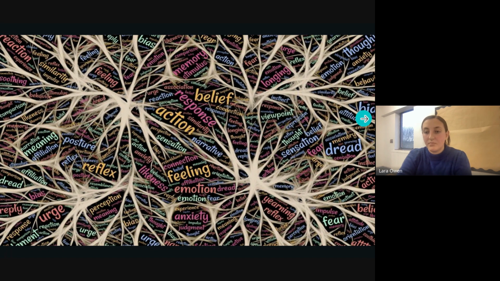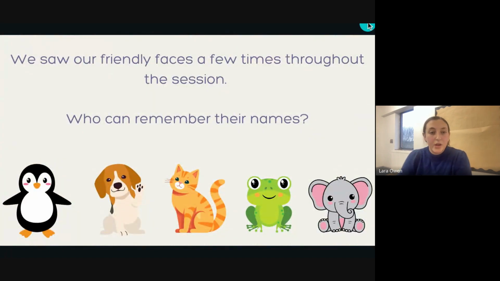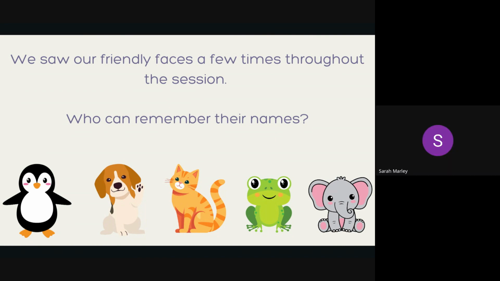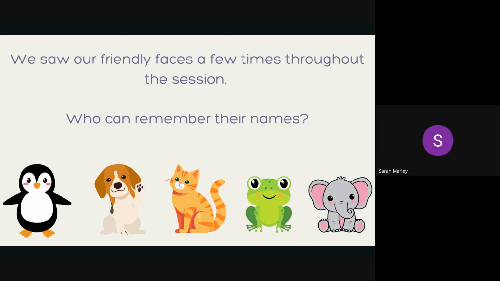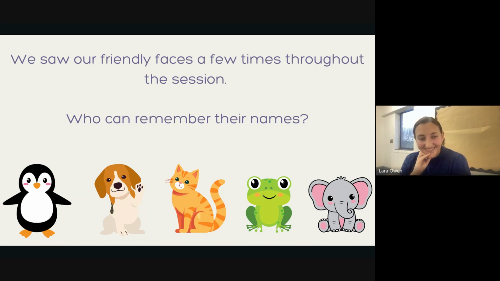So as we come to the end, I've just got a quick question, because we saw these friendly faces a few times. I think we saw them 4 times throughout the sessions. And I just want to know if anyone can remember their names or any of their names. The elephant is Flump. Cat is Nico. The dog, I think, was Paddy. That is very good memory. I don't remember the other 2. Okay, it's absolutely fine. It was a good try, good remembering.